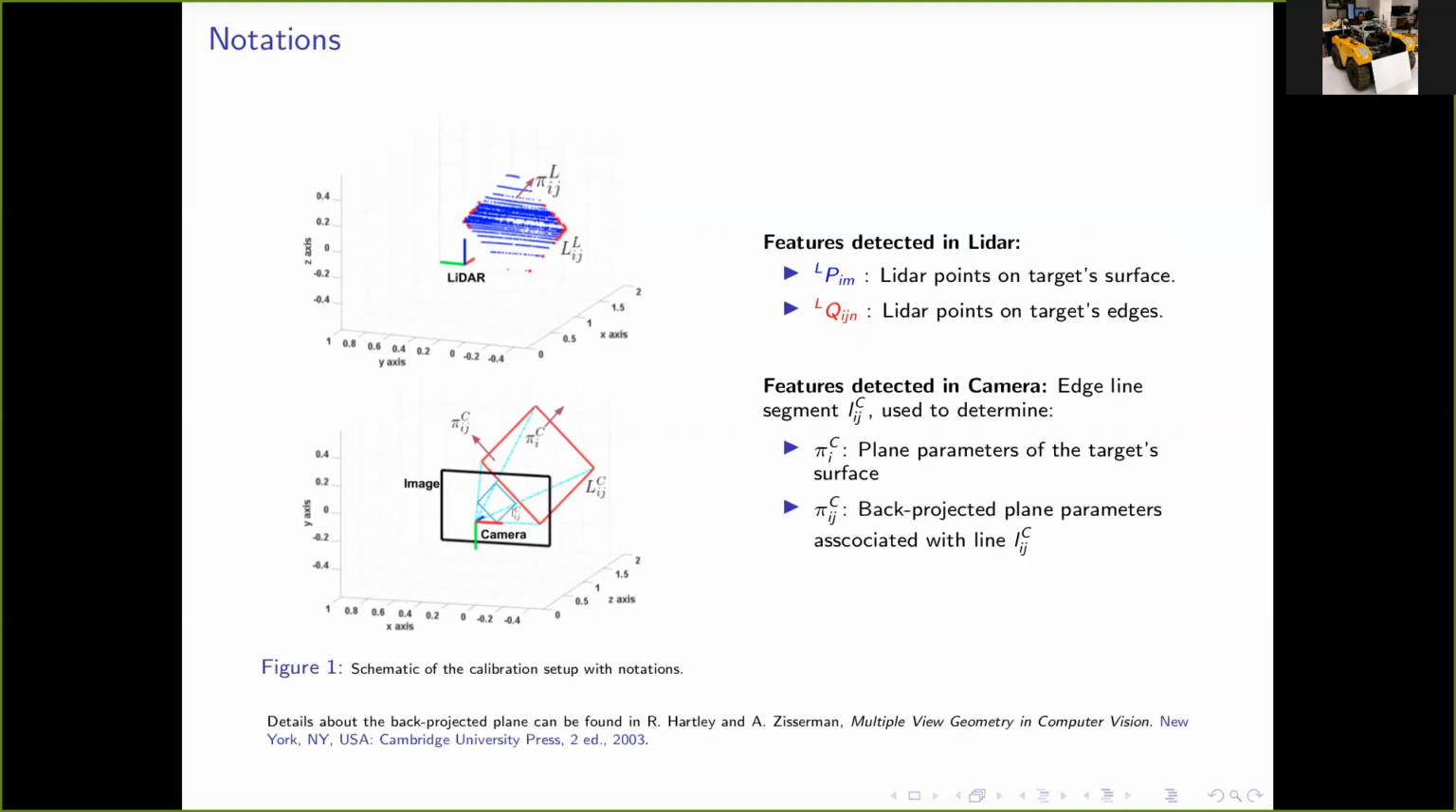In camera, the only features we detect are the edges of the planar target, denoted as LCIJ. These edges are parameterized as straight lines, and they can be used to determine the parameters pi ci that describe the planar target surface. The detected edge LCIJ is also used to determine the parameters pi Cij that describe the back projected plane. The back projected plane is a plane formed by camera center and the line LCIJ. One can read more about the back projected plane in the source cited below.